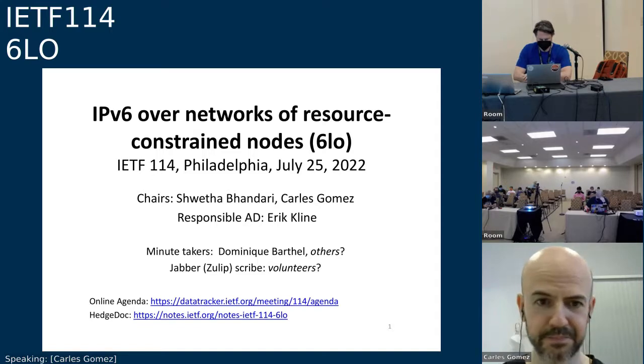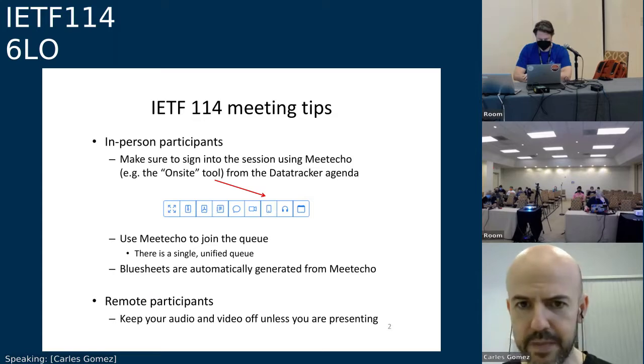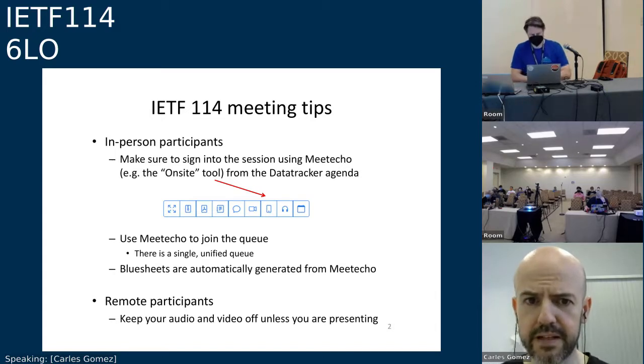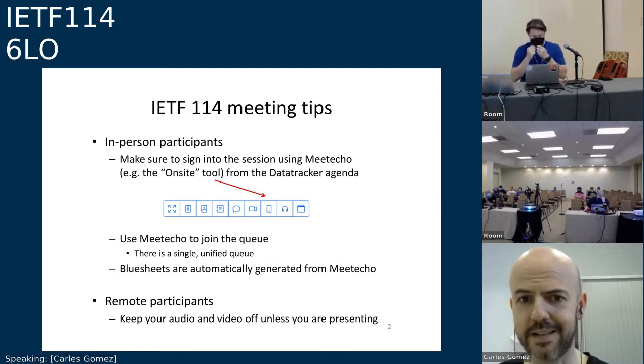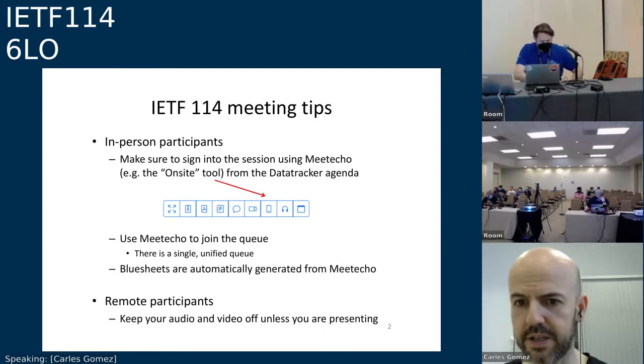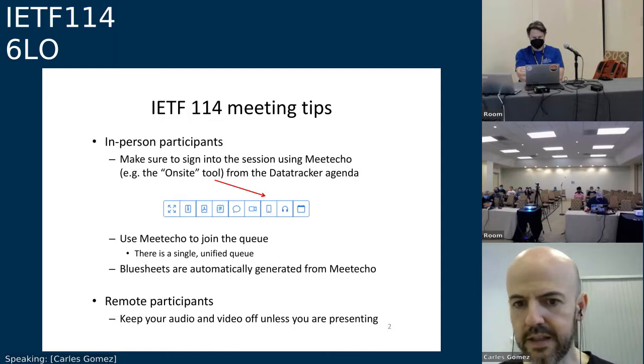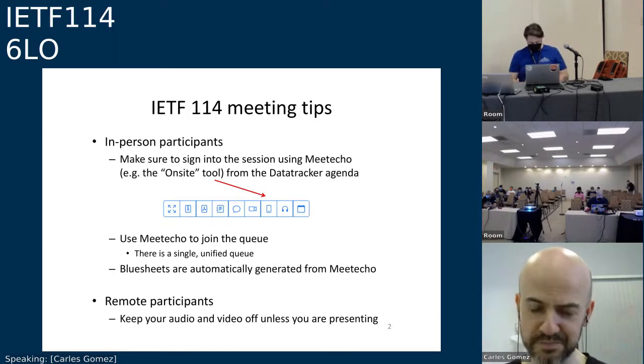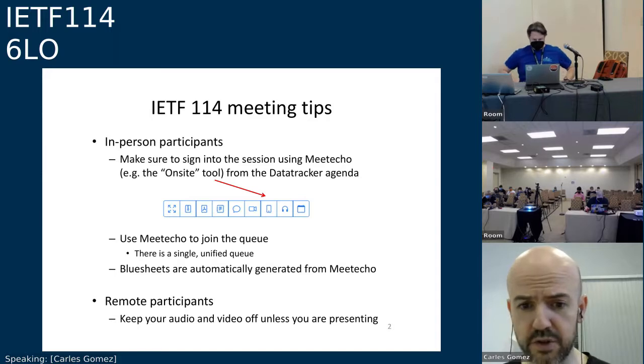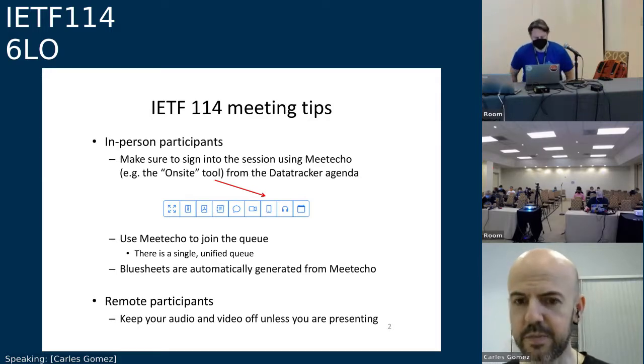So next, please. So this is the second IETF meeting that has an in-person component since the start of the COVID pandemic. So there are a few meeting tips to keep in mind. So basically they are the same as for the last IETF. For in-person participants, please make sure to sign into the session by using MeetEcho. For example, you may use the on-site tool, which is available from the data tracker agenda. And a very important point is that actually we're going to use MeetEcho to manage the queue. So if you want to join the queue, please do that through MeetEcho, as there is a single unified queue handled in this way. And also blue sheets are automatically generated from MeetEcho. So please, if you are in the room, please make sure that you join MeetEcho. And for remote participants, just keep in mind that you need to keep your audio and video off unless you are presenting.